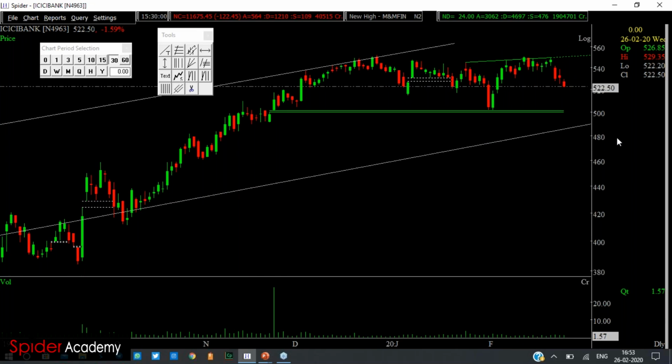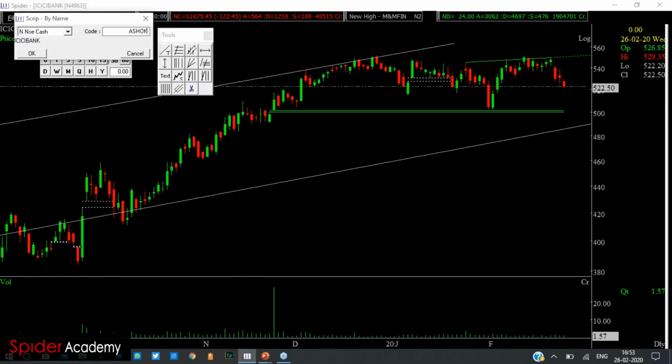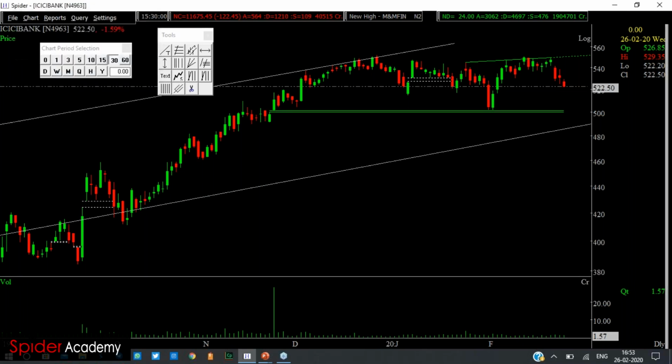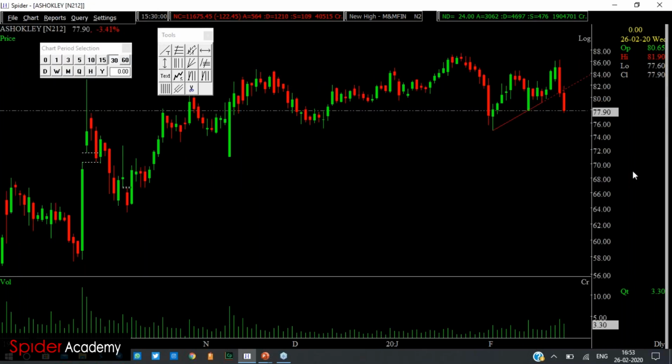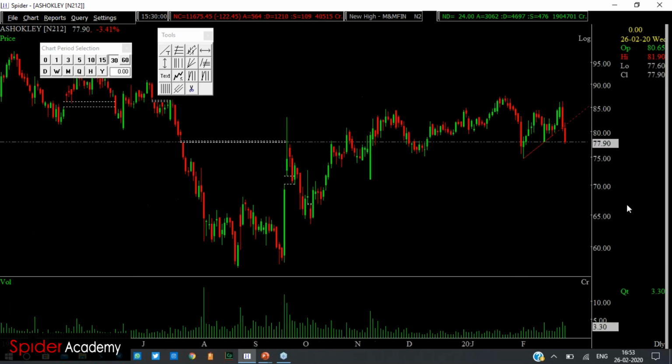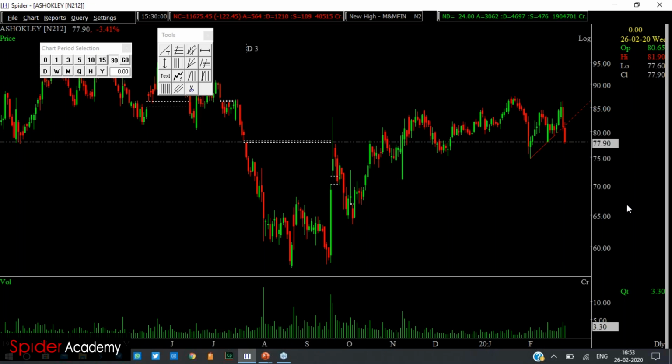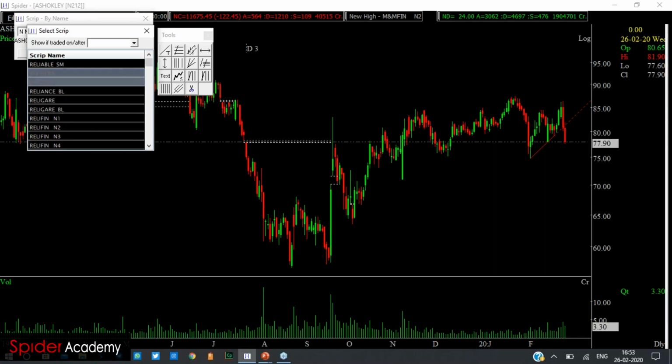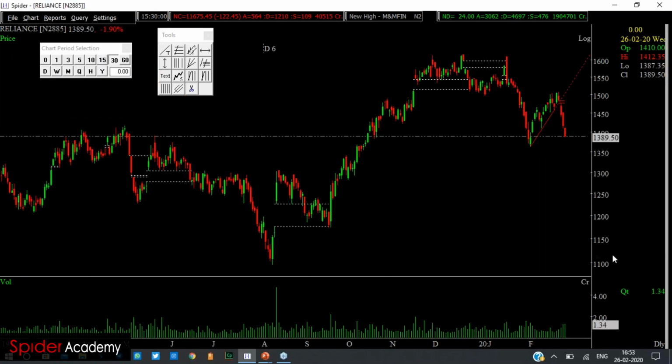Now, one such example that we can see here is Ashok Leyland. We had a trend line here, right? It just broke yesterday, closed below it, and see the fall today. Okay, and we had some other examples also, so let's check on those as well. Reliance.